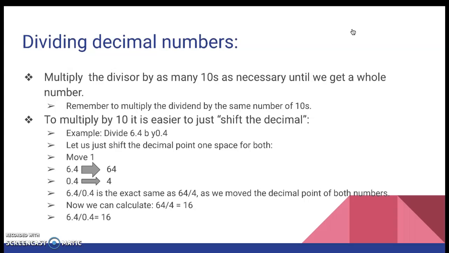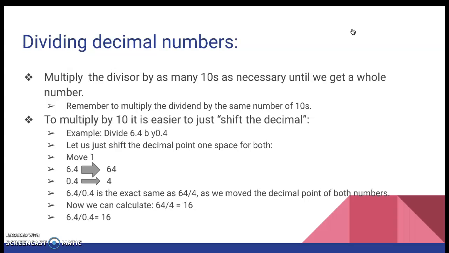Now, dividing decimal numbers, which is dividing a decimal by a decimal. It's a little bit more tricky, but I know you can do it. So you're going to multiply the divisor by as many tens as necessary until we get a whole number. Remember to multiply the dividend by the same number of tens. To multiply by 10, it's easier to just shift the decimal.